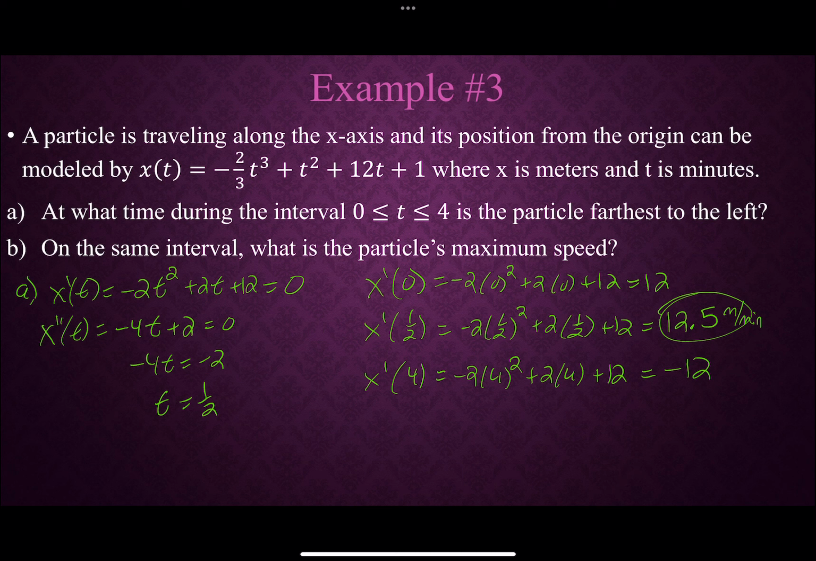If they want the minimum speed, it would be a tie between the 0 and the 4, those two values, because those would be the lowest speeds there. Because again, negative doesn't matter for that.